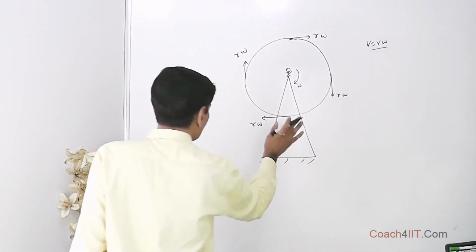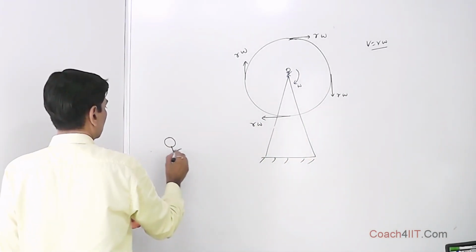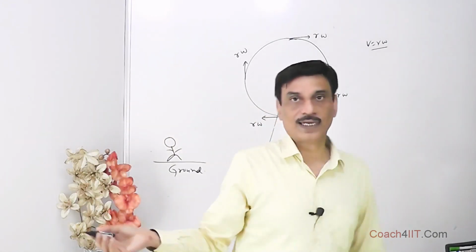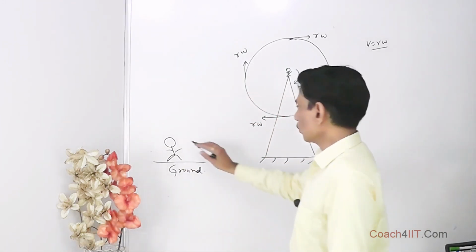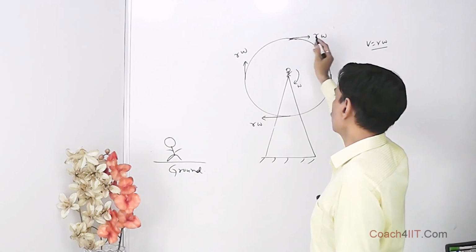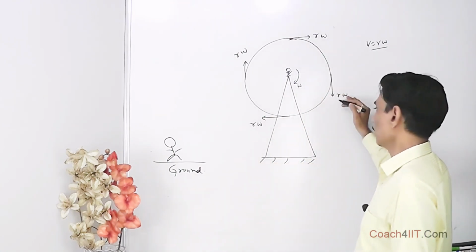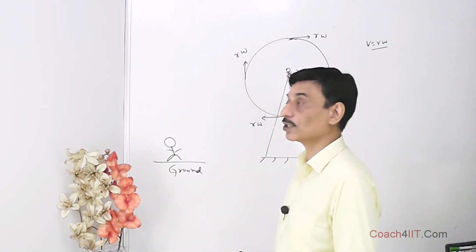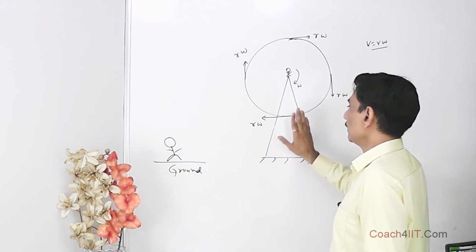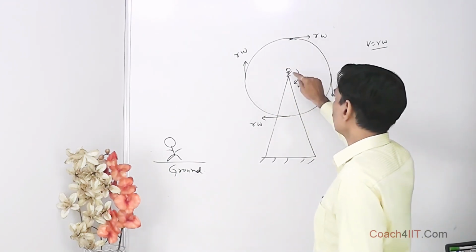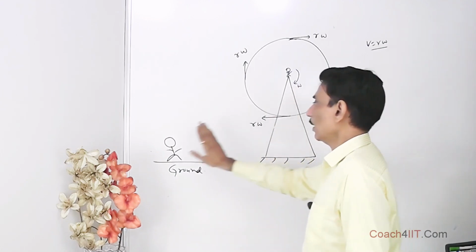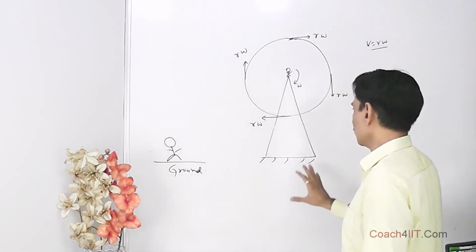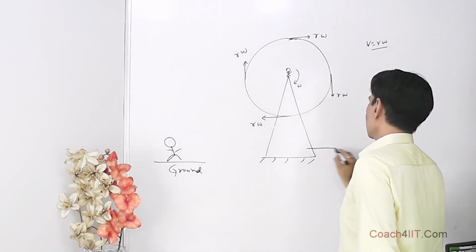Similarly, when this mount is fixed, this is the person on the ground. Either you say velocity with respect to ground or as seen by a person on the ground, it is one and the same thing. So this person will also see the velocity of each of these points as r omega in these directions. When the mount is stationary, the velocities seen by the person on the axle or the mount are the same as those seen by the person on the ground.